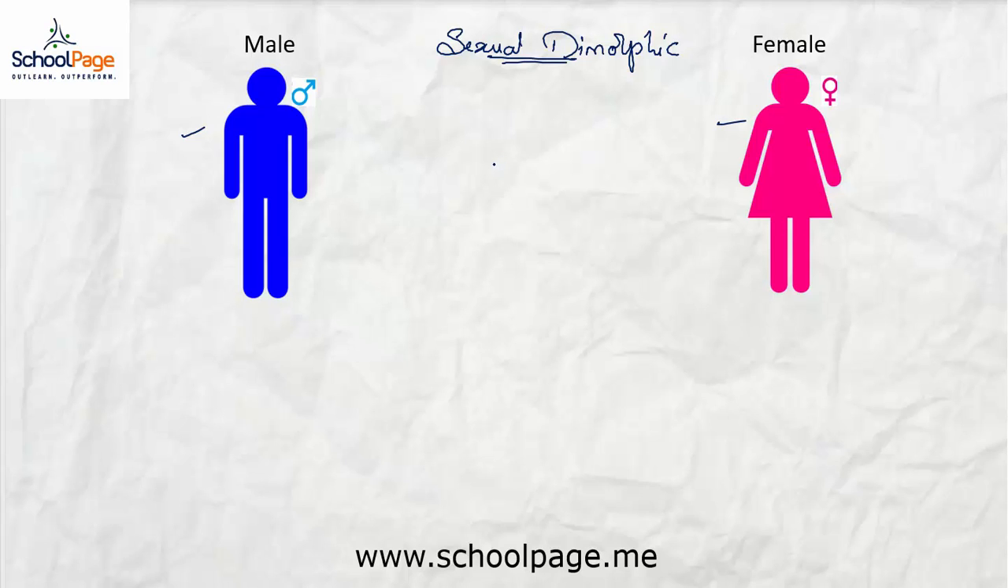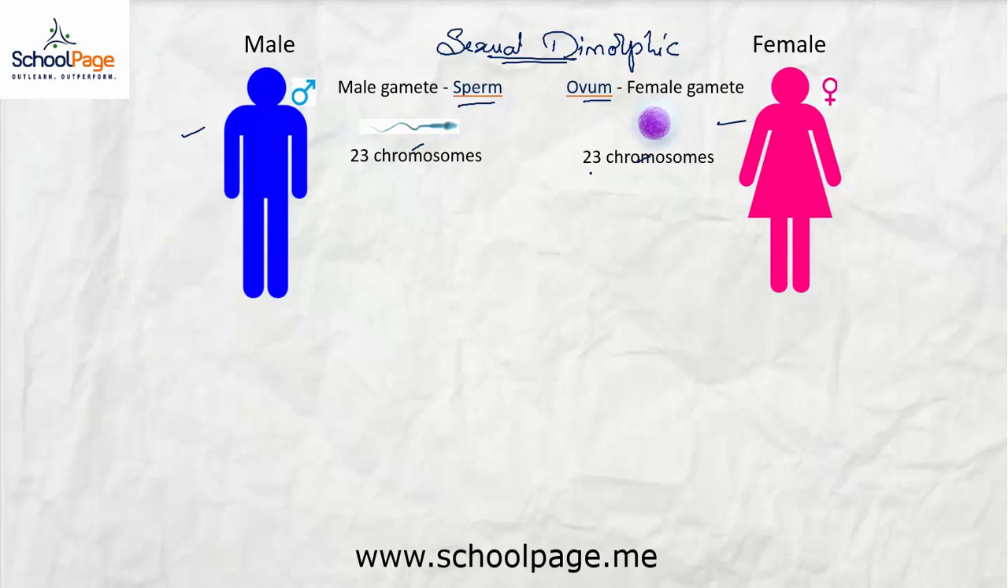In case of males, it is sperm, and in case of human female, it is ovum. So, sperm and ovum are the gametes produced by human males and females respectively. Now, here you can see this is the sperm, and this is the ovum. Each gamete has 23 chromosomes, and with this half number of chromosomes, these gametes unite during fertilization.